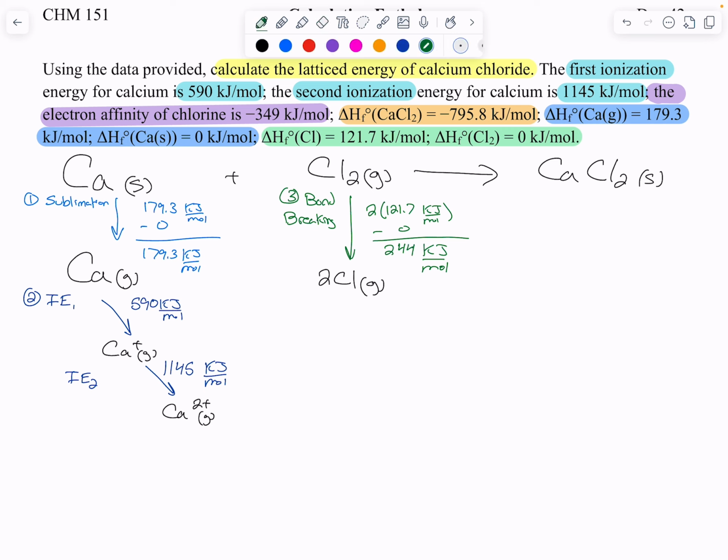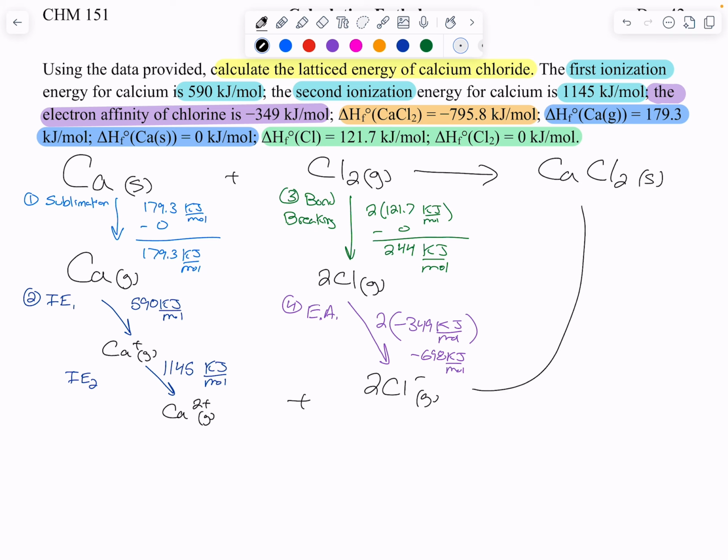Step 4 was our electron affinity. And that's going to go to 2 Cl minus gas. Since the electron affinity is negative 349 kilojoules per mole, and there are 2 of them, we have to double that. So negative 349 times 2 would be negative 698 kilojoules per mole. And then finally, step 5 will be our lattice energy.